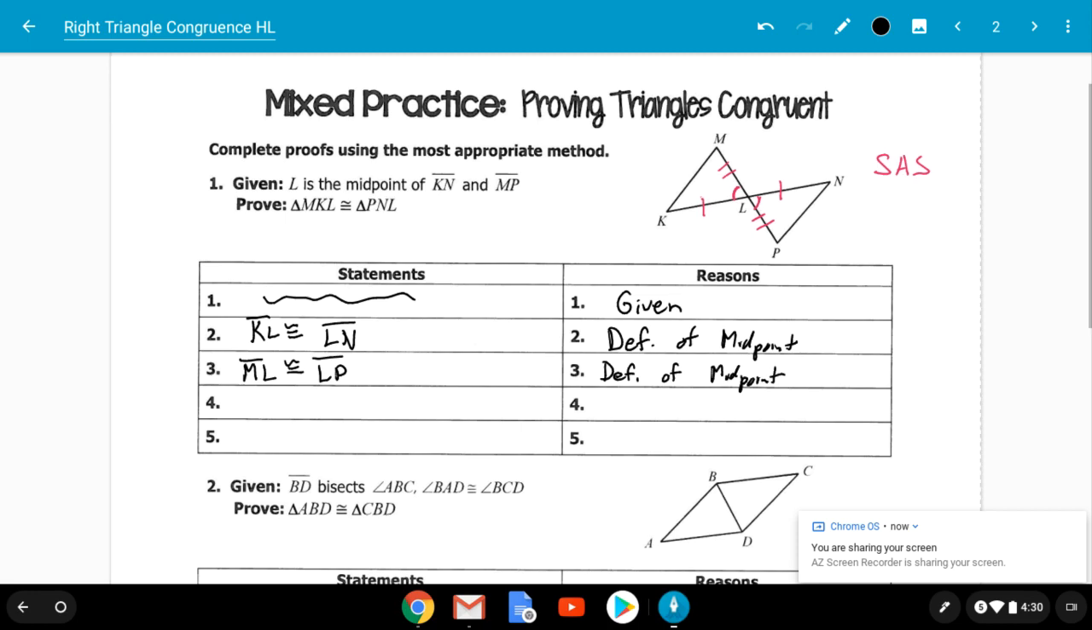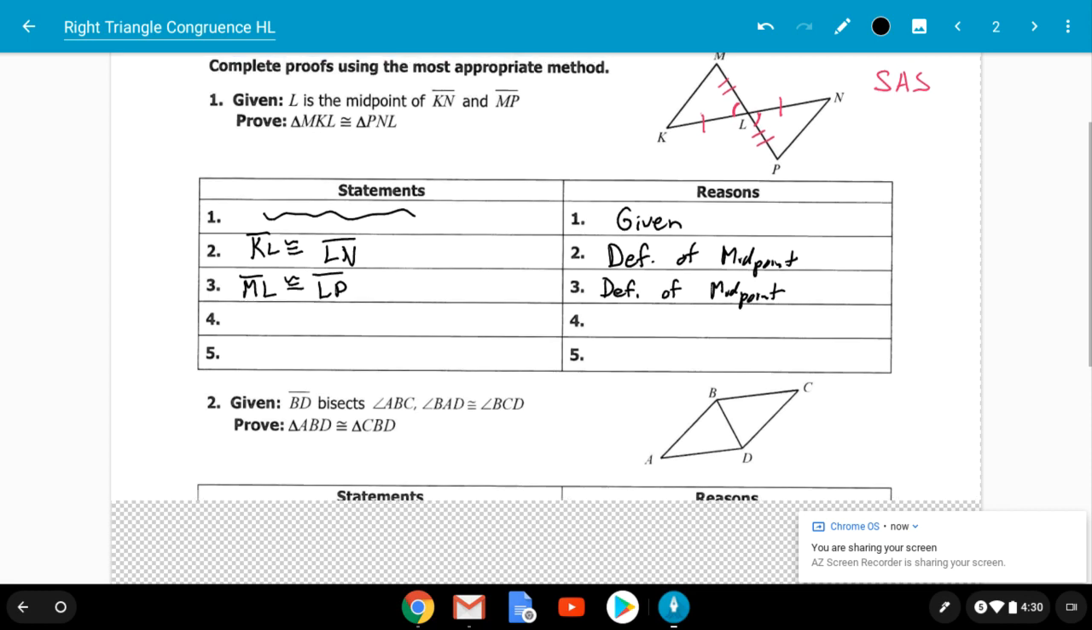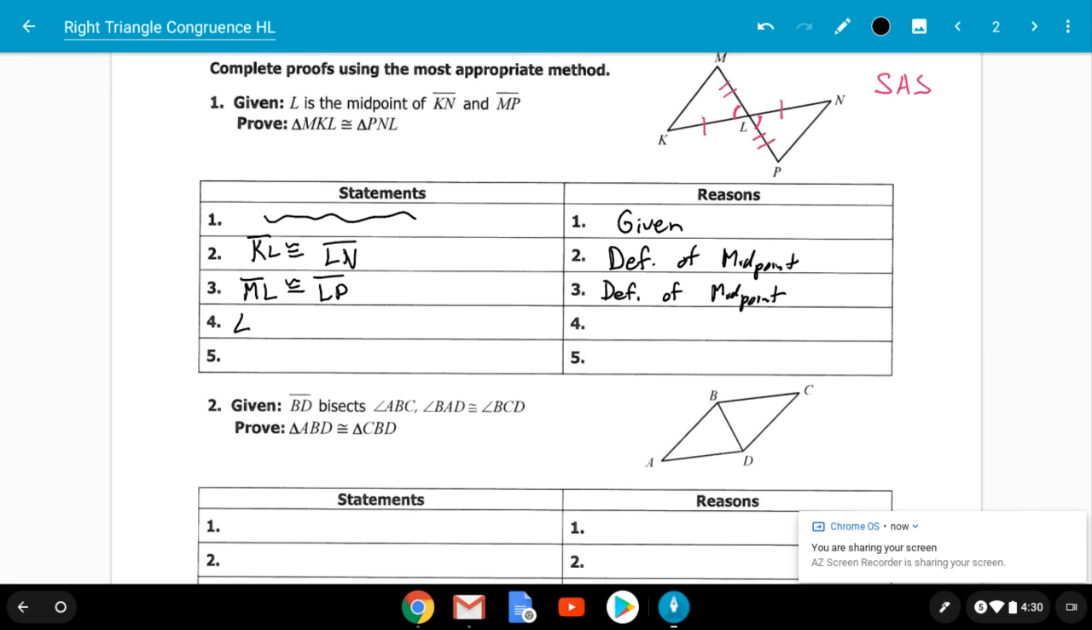And then what else did we mark down in the figure? We marked down that angle MLK is congruent to angle NLP. And why? Well, because of vertical angles. You can put definition of vertical angles, you can put vertical angles, doesn't matter. And now we had enough information, so then we said triangle MKL was congruent to triangle PNL because of SAS.